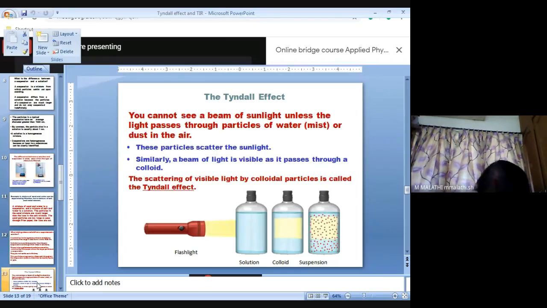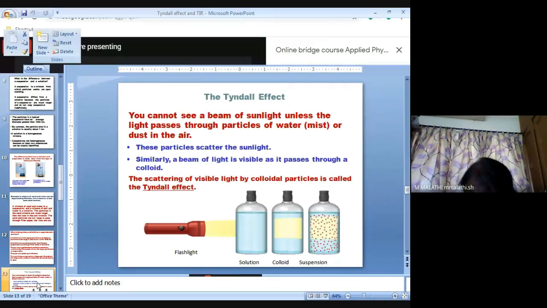See, in this diagram, light is allowed to pass through the solution, colloid, and suspension. In the solution, the particle size is very, very small, in the 1 nanometer range, so it cannot scatter the light. So the light passing through the solution is not seen. Even though the light is passing through the solution, it is not visible. But in the colloid, the particle size is greater than 1 nanometer, compared to the solution, and less than 1000 nanometer, compared to the suspension.